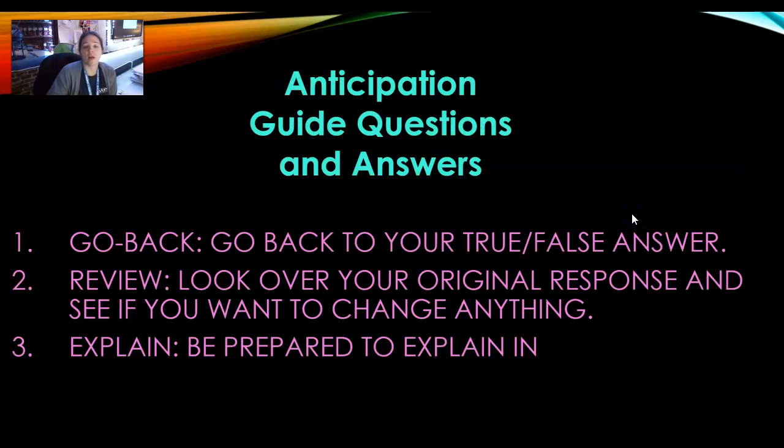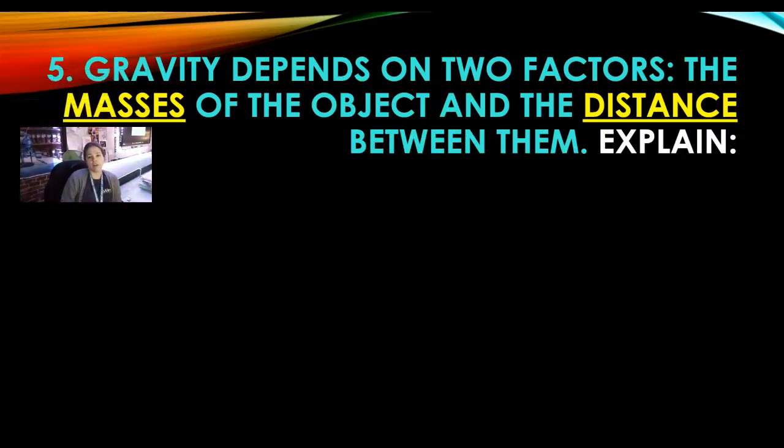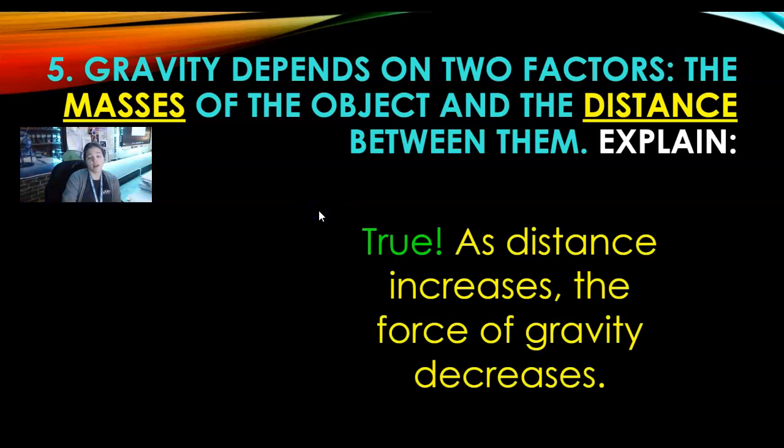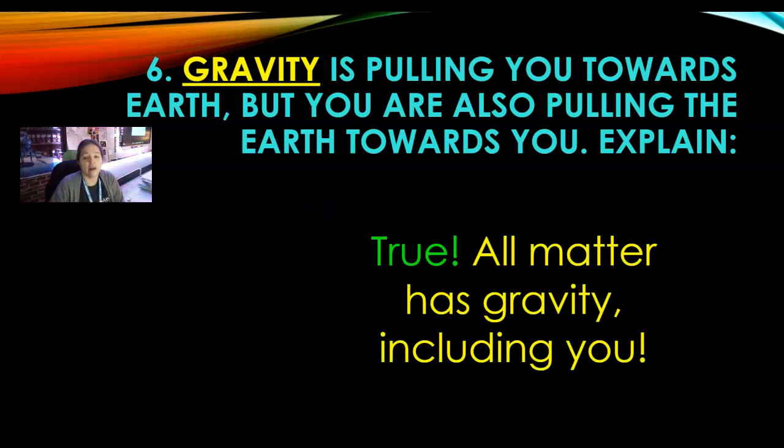All right, let's flip back to the anticipation guide and look at number 5. Gravity depends on two factors: the masses of the objects and the distance between them. True or false? It's true. As the distance increases, the force of gravity decreases. Gravity is pulling you towards the Earth, but you are also pulling the Earth towards you. True or false? This is also true. All matter has gravity, including you.